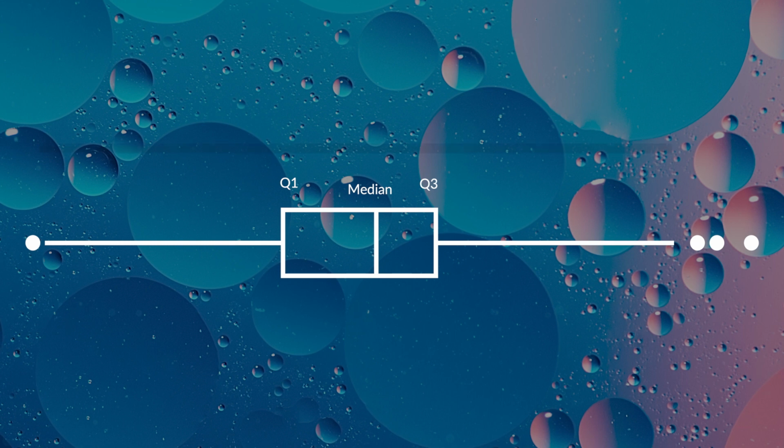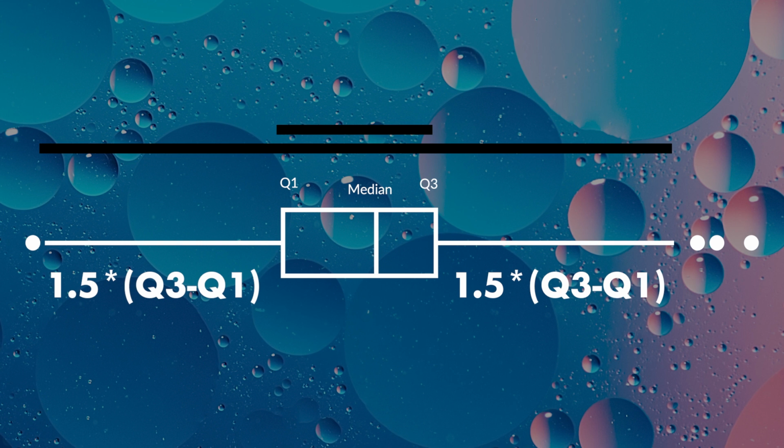The outliers will be the values outside quartile 1 minus 1.5 multiplied by the difference between quartile 3 and quartile 1, and quartile 3 plus 1.5 multiplied by the difference between quartile 3 and quartile 1.